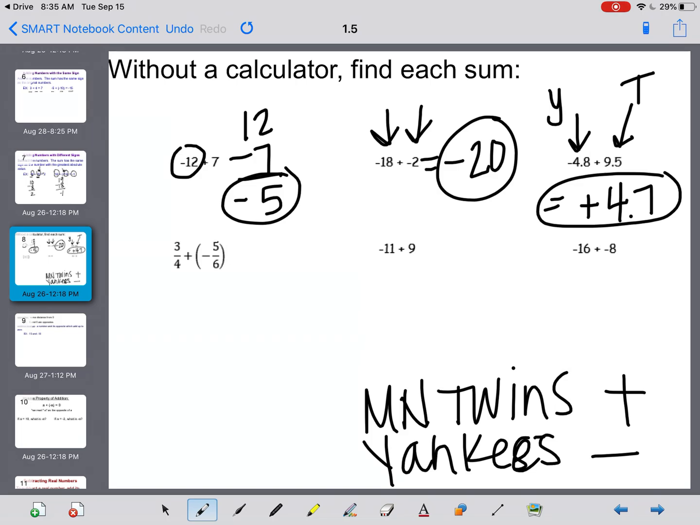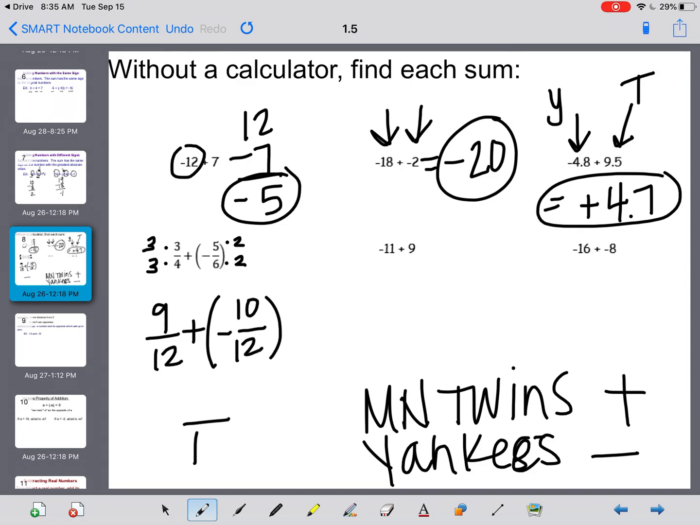All right, fractions. When I add or subtract fractions, I need to have a common denominator, even when they're positives and negatives. So I'm going to turn both of these into 12s, which means I need to multiply this one by 3, and I need to multiply this one by 2. My new problem will be 9 over 12 plus a negative 10 over 12.